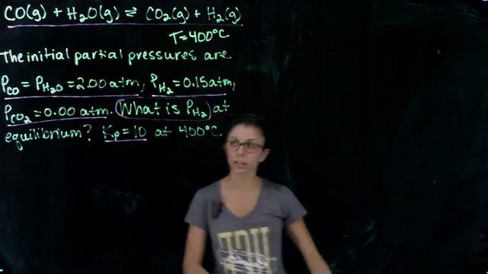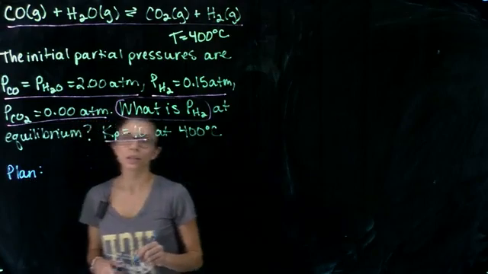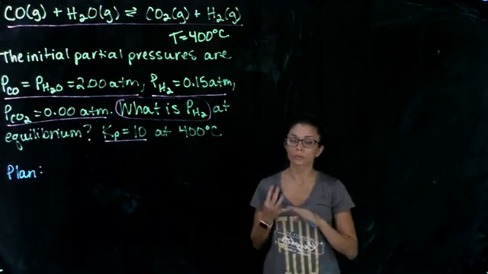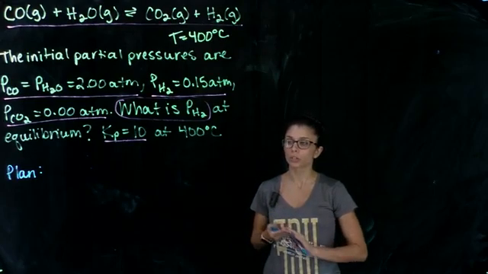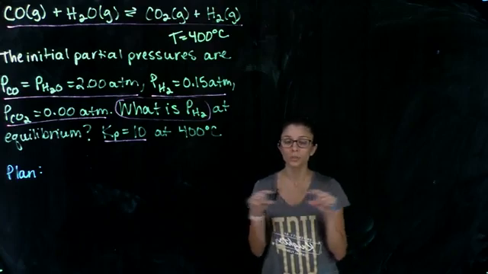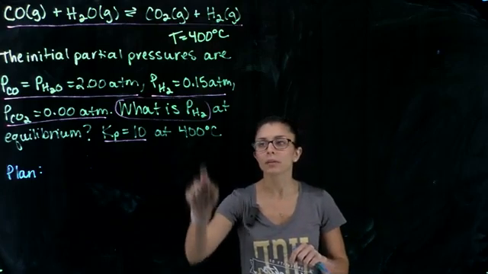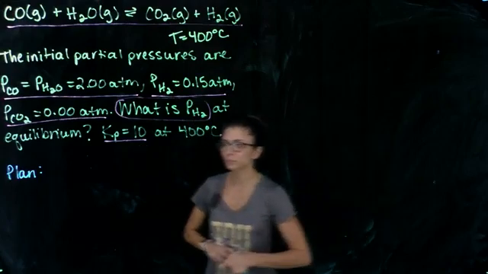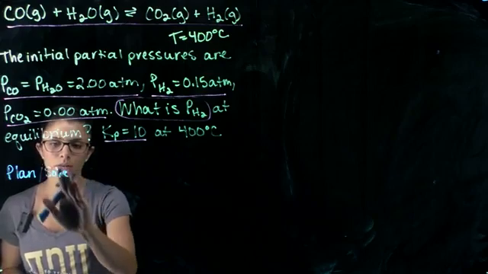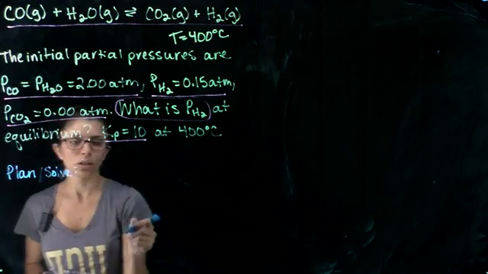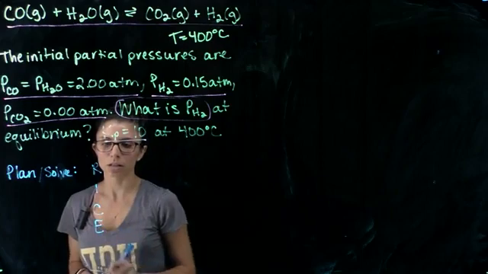Okay, so I'm going to make a plan here. So my plan would be to set up a RICE table where I write the reaction, the initial partial pressures, the change in those partial pressures, and then the equilibrium partial pressures. And then I use the expressions that I come up with at equilibrium and set those equal to the value for Kp. And then I can solve for the partial pressure of hydrogen. All right, so this is really plan and solve. So I have reaction, initial, change, and equilibrium.